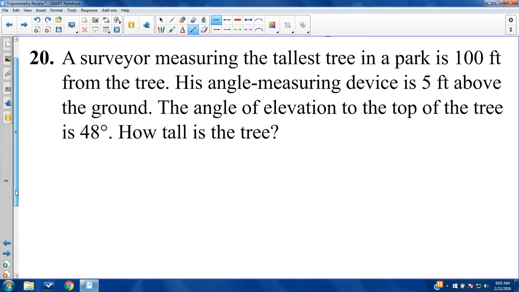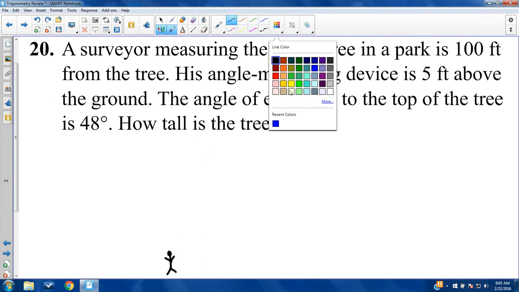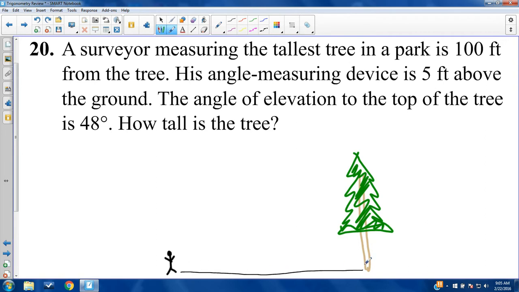So what you can imagine for this problem immediately, before I keep reading on, is that here's this guy. Here's the tree. I don't really have brown. I guess here's brown. Here's the tree. You don't have to draw these perfect. You don't have to draw a tree. Just make sure that you get a really good idea of what it is that you're looking at, though. And then here's his distance, which is 100 feet.